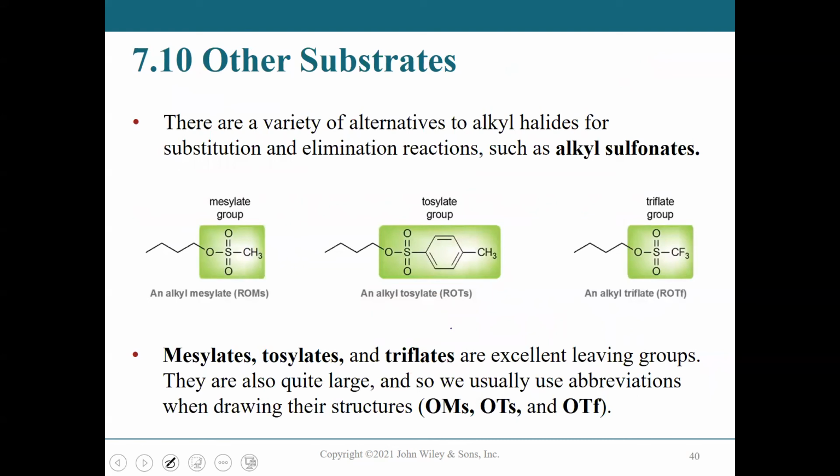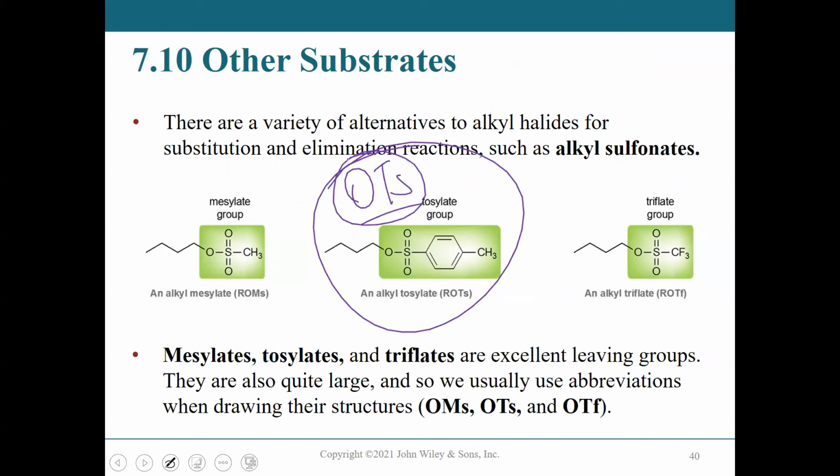In the case of alcohols, you can make them into good leaving groups using tosylates, mesylates, and triflates. The one that we've been using is tosylate, OTs. OTs is a good leaving group, and we can make it by a reaction between the alcohol and tosyl chloride in pyridine.